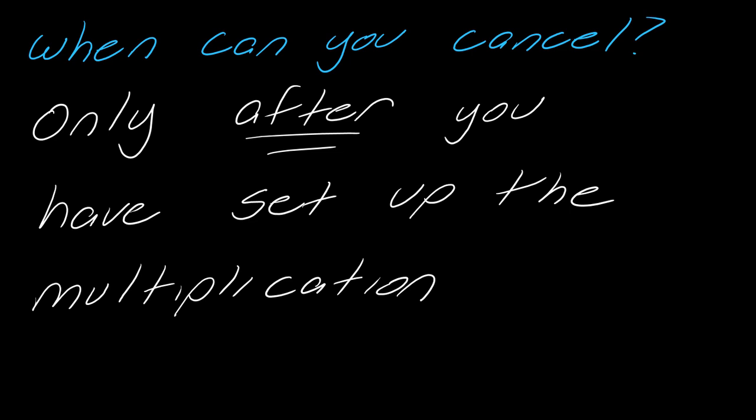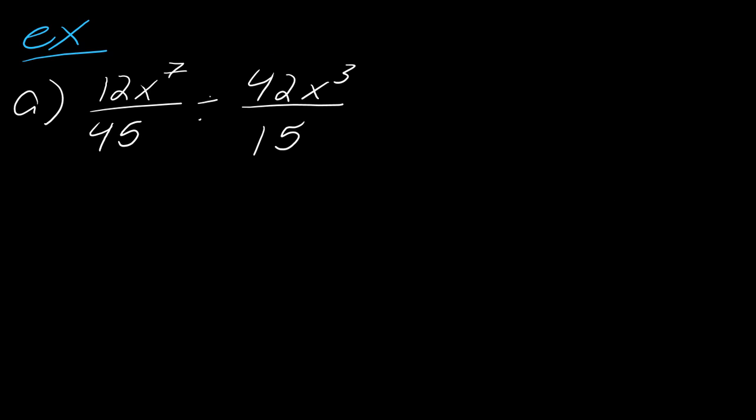Okay, I feel like I've set this up for you, and I think what would be good now is to check your own understanding. I have this problem here: 12x to the 7th over 45 divided by 42x to the 3rd over 15. Pause here, give it a try. Remember, math is not a spectator sport. Pause, hit play when you're ready.